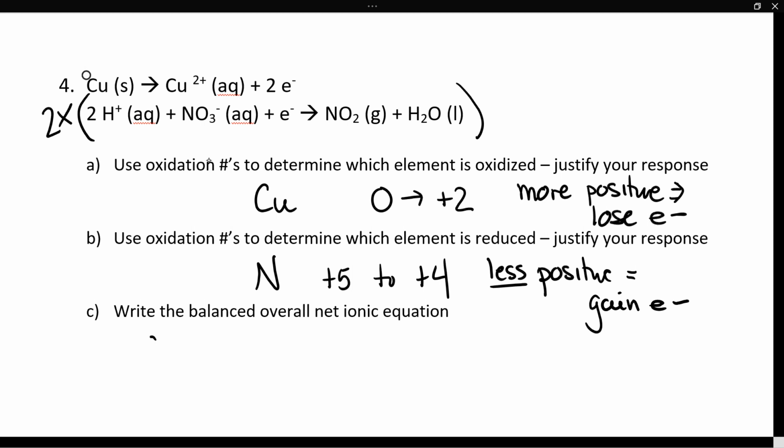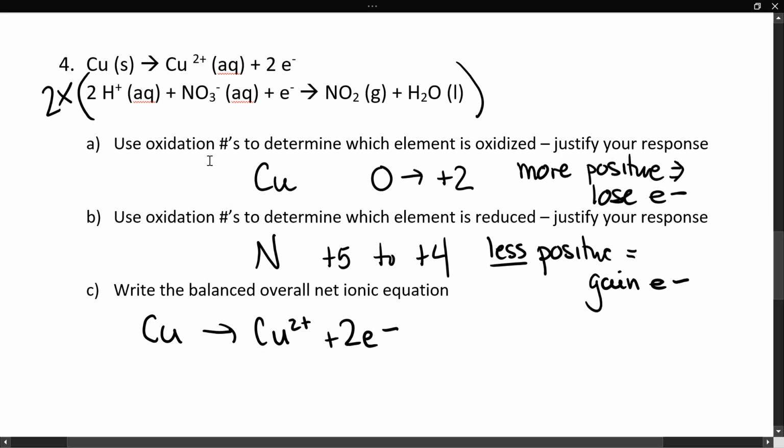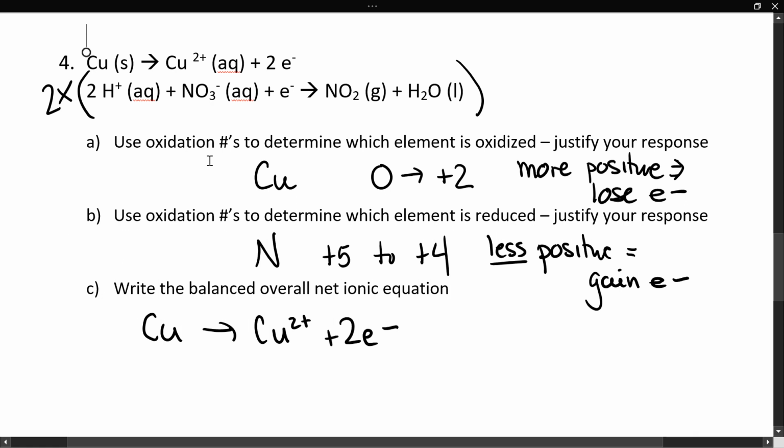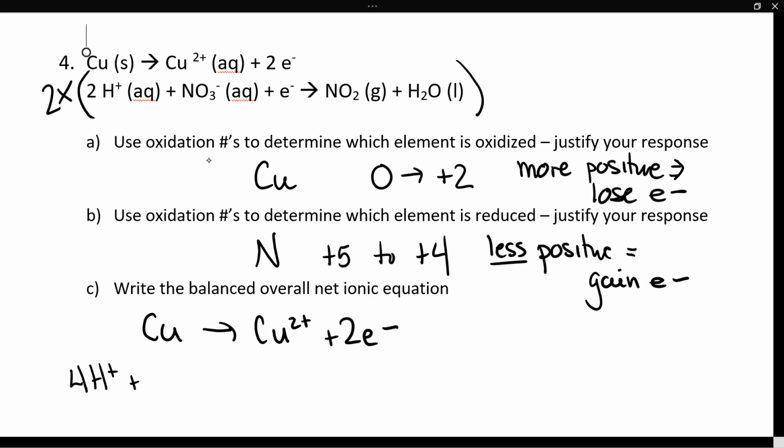So what I end up with is, let me write this out. My copper reaction does not change. So here's my copper reaction. Notice how it's an oxidation, so the electrons are over here on the right because it's giving up electrons. My second one is the reduction. So I'm going to double everything. So it's going to be 4 hydrogens and 2 nitrates and 2 electrons on the left. And then over here on the right, what we're producing is 2 nitrogen dioxides and 2 waters.